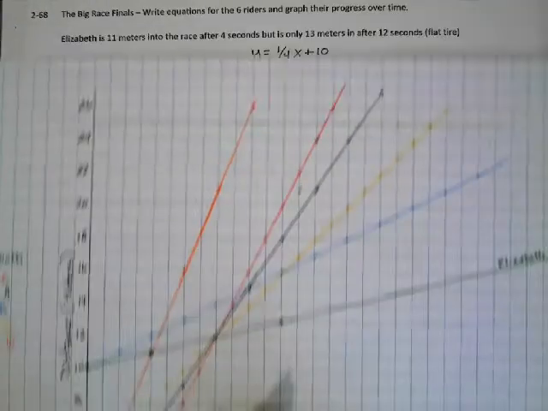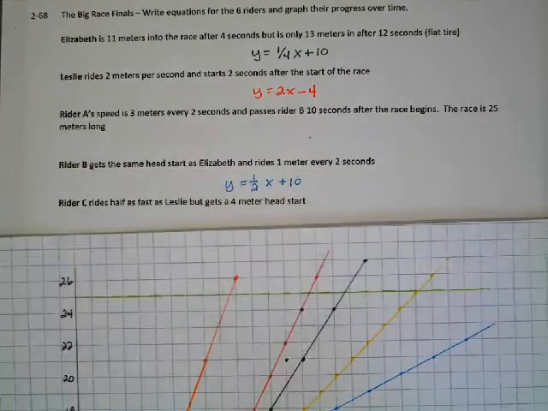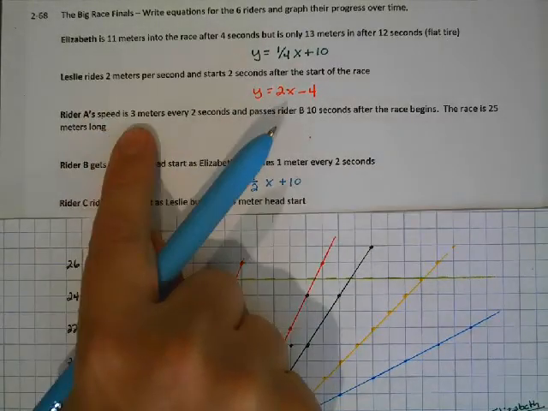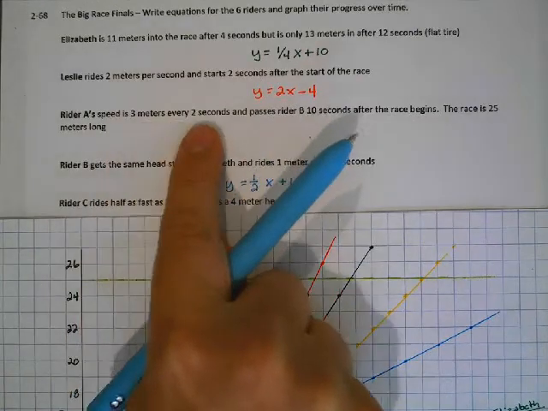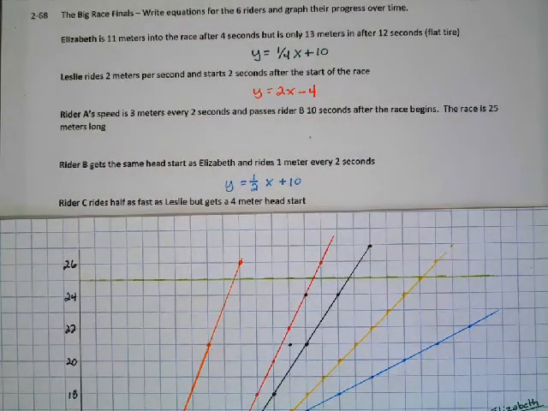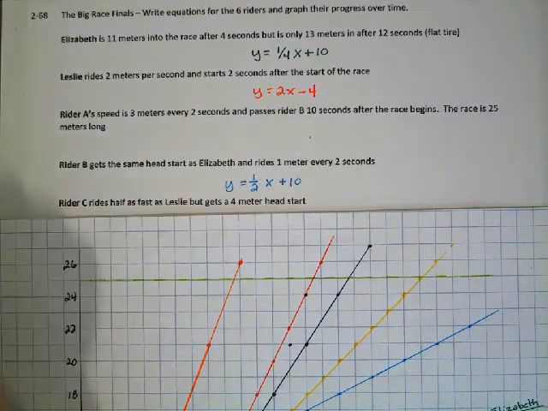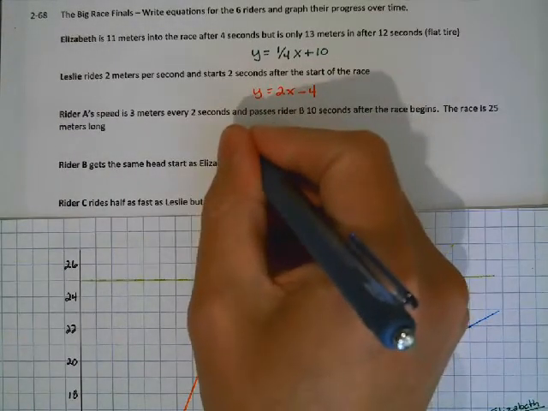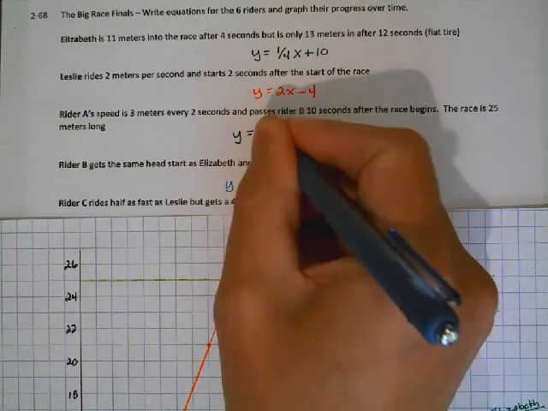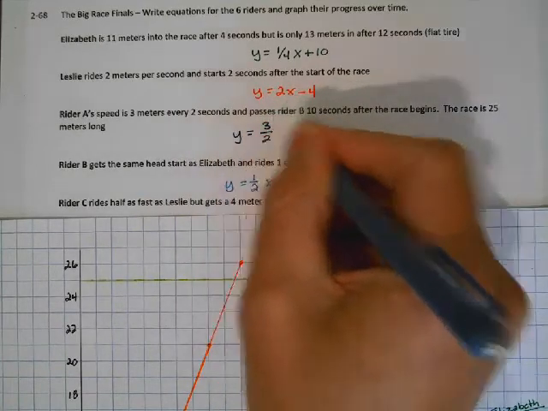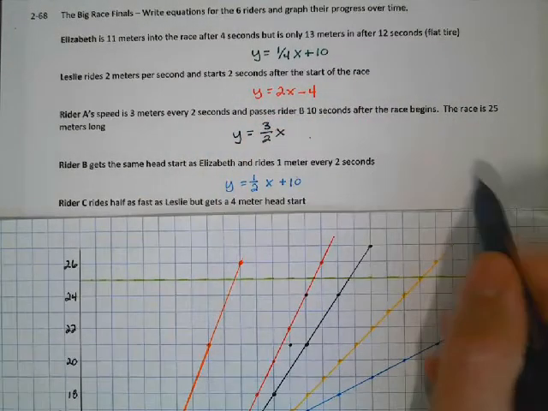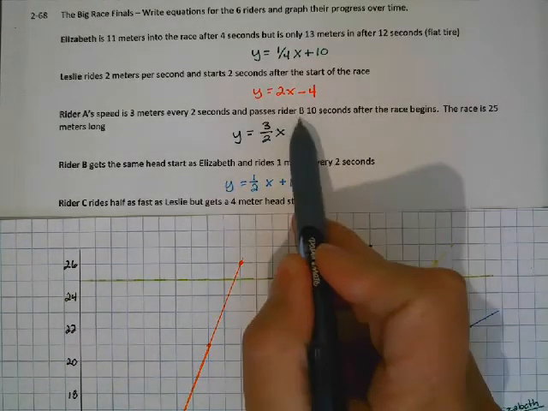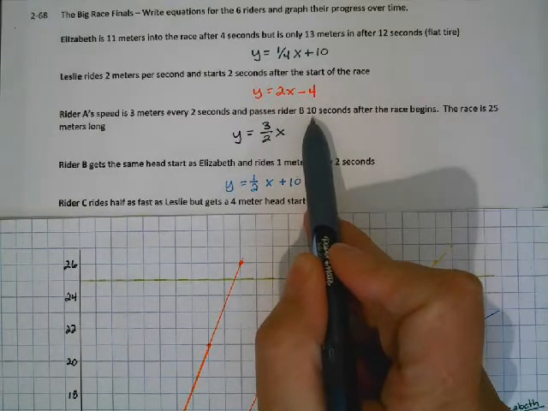Okay, now that we've done rider B, we can actually go back and do rider A. So rider A's speed is 3 meters every 2 seconds. Okay, so for rider A, I use dark blue. So I'm going to start off with their equation, and there are 3 meters every 2 seconds. But I don't have the y-intercept for it. But I do know they pass rider B after 10 seconds.